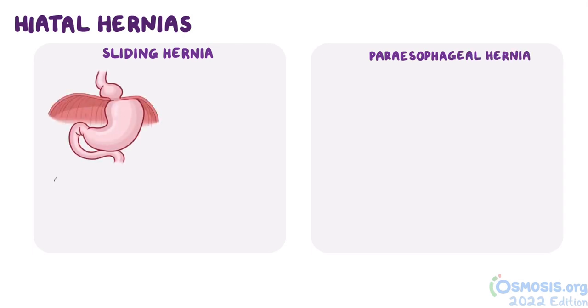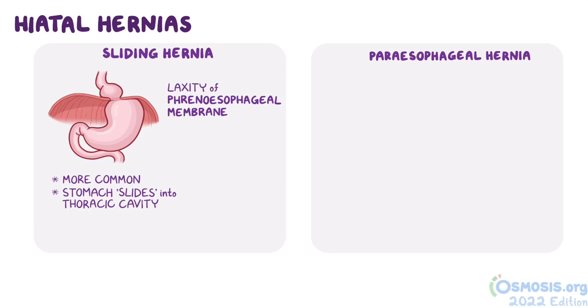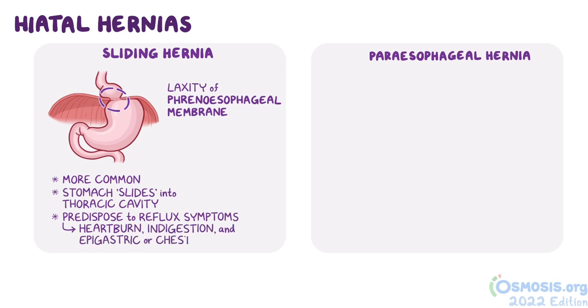A sliding hernia is more common and is when the proximal stomach pushes into the thoracic cavity or slides into the thoracic cavity. This is due to laxity of the phrenoesophageal membrane, which is a membrane that circumferentially attaches the distal esophagus to the diaphragm at the gastroesophageal junction. Sliding hernias predispose individuals to reflux symptoms as gastric contents and acid can reflux proximally into the esophagus, leading to symptoms such as heartburn, indigestion, and epigastric or chest pain.